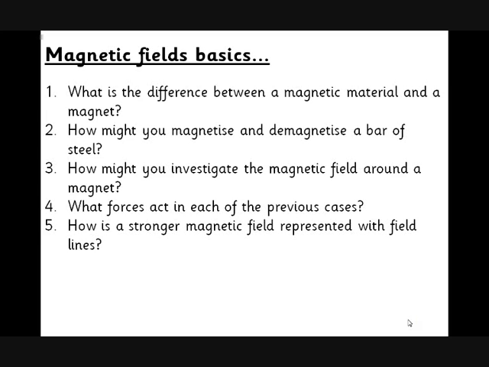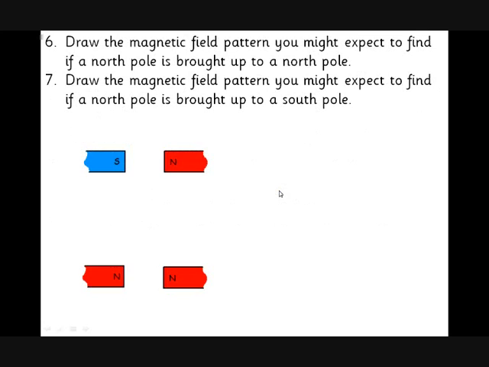How might you investigate the magnetic field around a magnet? Plotting compasses are quite useful, as you might have done in lesson, and also the good old iron filings through a salt shaker allow you to see a magnetic field, which we'll look at. What forces act in each of the previous cases? You need to know that opposites attract and same poles repel. Fairly basic stuff. And how is a stronger magnetic field represented with field lines? This links in with our study of electric fields, where the closer the field lines are, the stronger the magnetic field is.